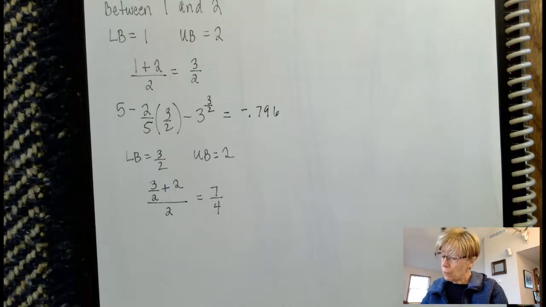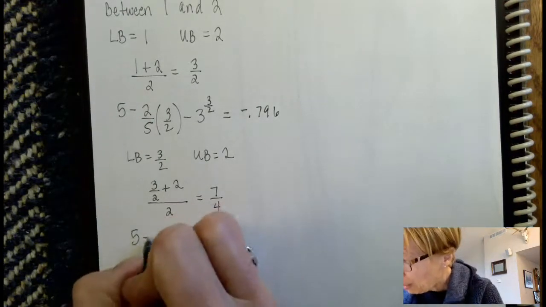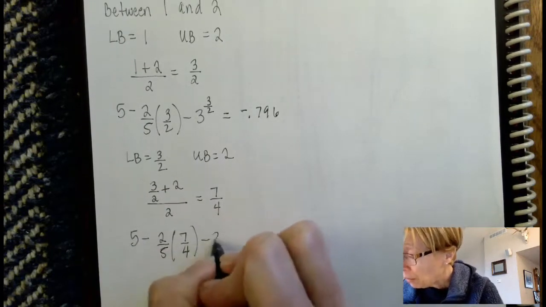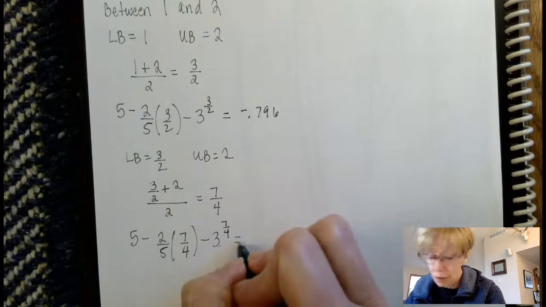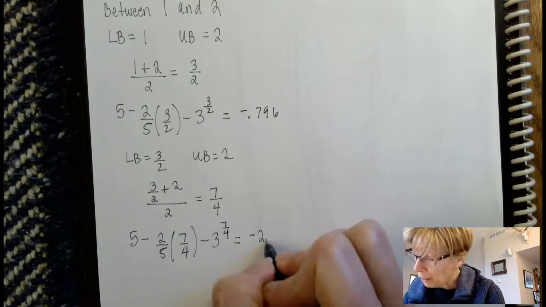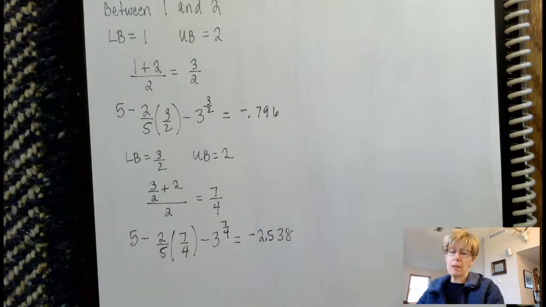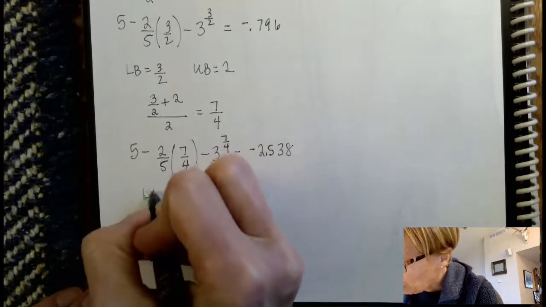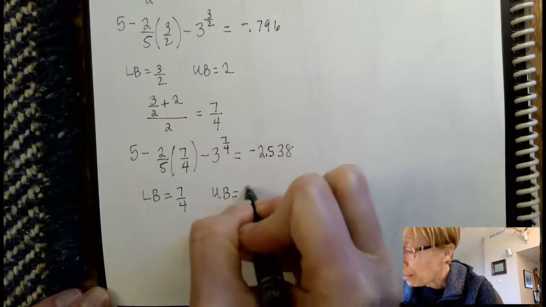And we're going to put that value back into our equation. So 7/4 is what we're going to put back in. So it's going to be 5 minus 2/5 times 7/4 minus 3 to the 7/4. And when we type that into our calculator, into decimals, we should get something like negative 2.538. And again, because that number is negative, the 7/4 is going to be our new lower bound. So we've got a lower bound of 7/4, and our upper bound is still going to remain 2.